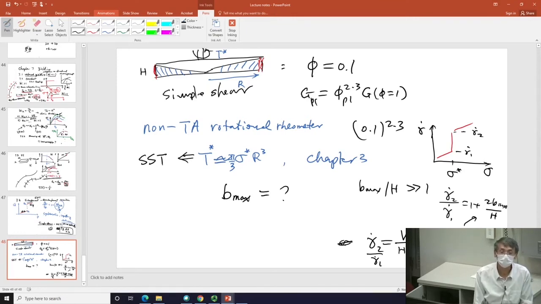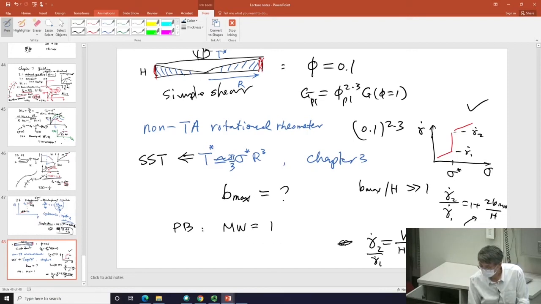We made a sample, we hope to have enough slip so that we can show a stick slip transition. Well, the rest is really history. The sample we used was polybutadiene. In order to have enough molecular weight, we have molecular weight as high as 1,000,000.